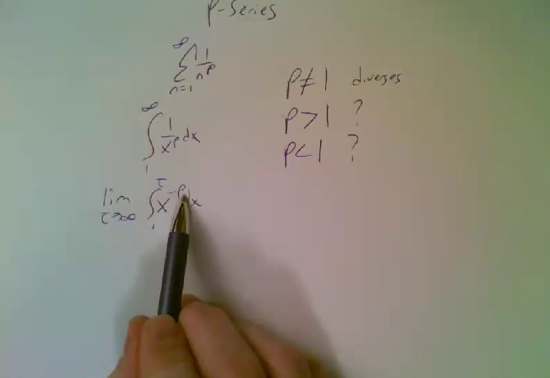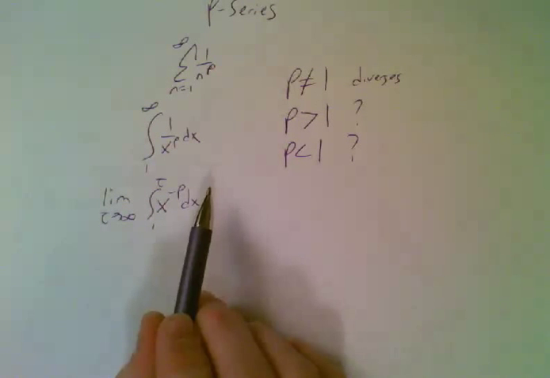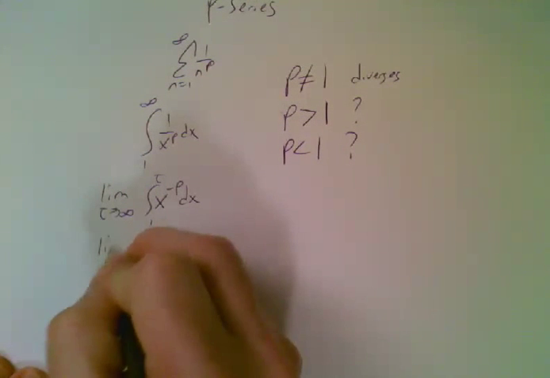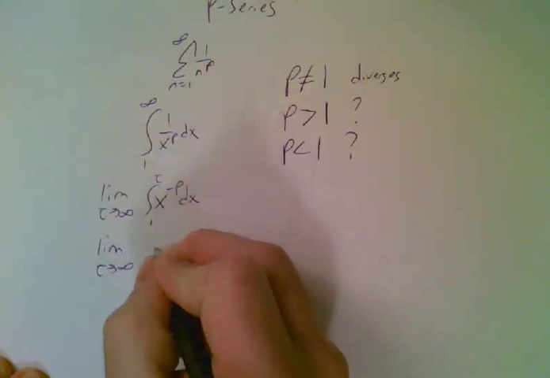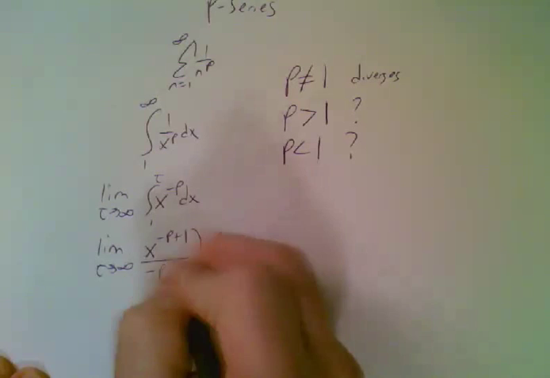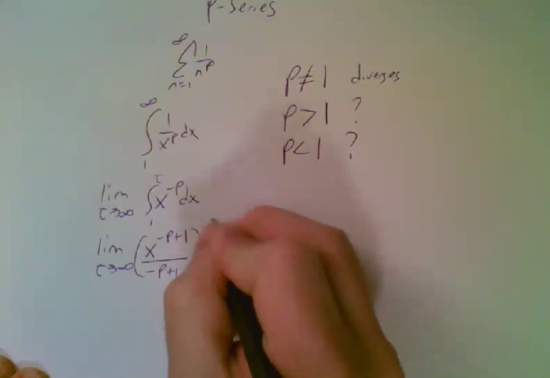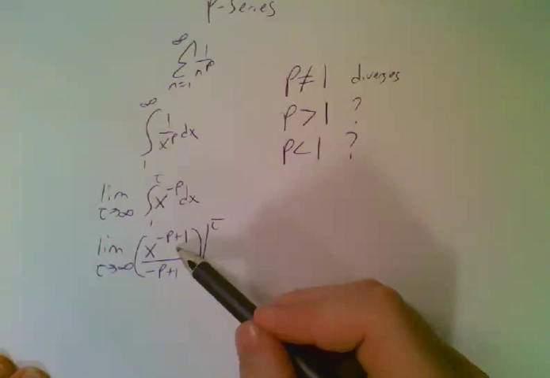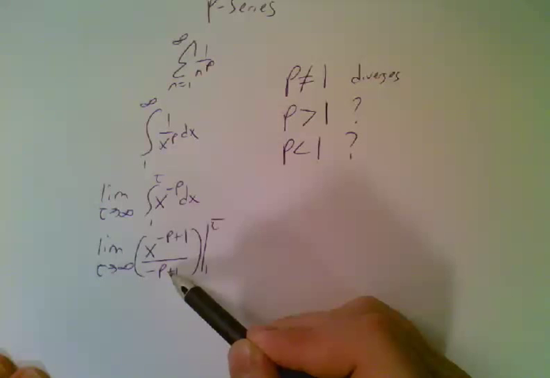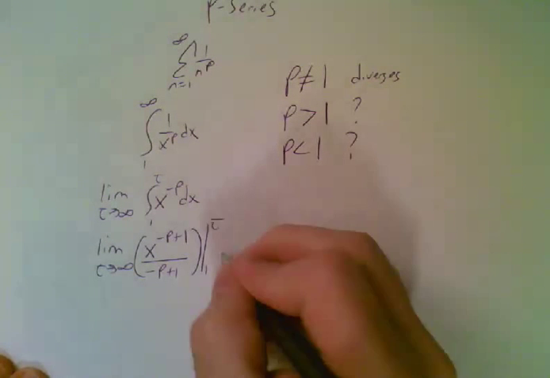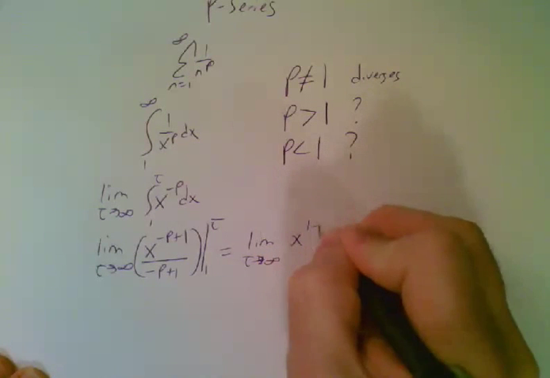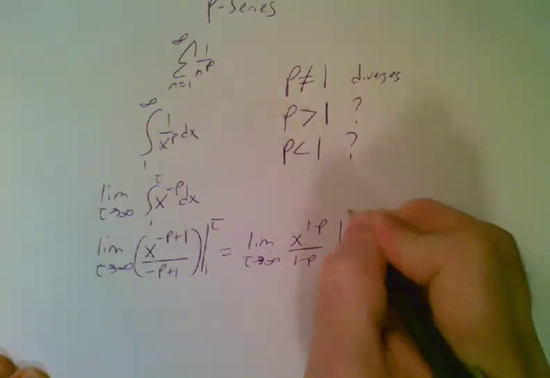Since p is not 1, we've already ruled that out, I don't have to worry about natural log. Simply because if I did that, I would get divergence again, which I've already proven. So I'm not going to do it again. So the limit as t goes to infinity, this is going to be x to the negative p plus 1 over negative p plus 1, evaluated from 1 to t. This is just doing my reverse power rule. When this was negative 2, we had x to the negative 2 plus 1 over negative 2 plus 1. We're just generalizing. Let me write that a little easier to follow: x to the 1 minus p over 1 minus p from 1 to t.